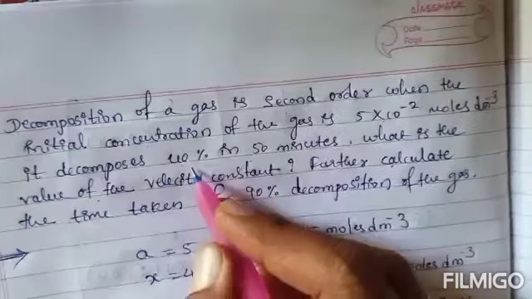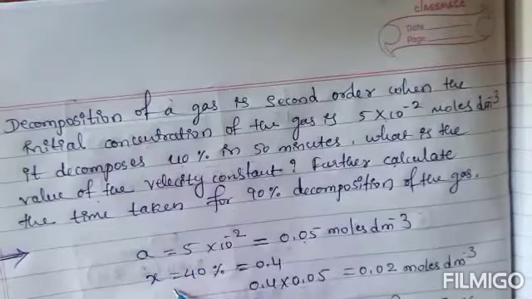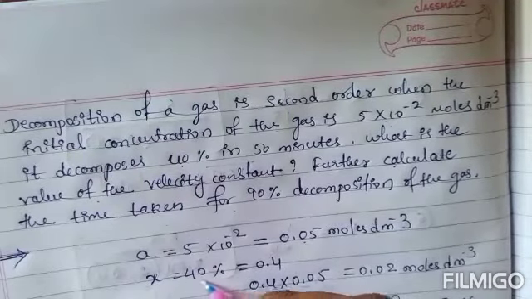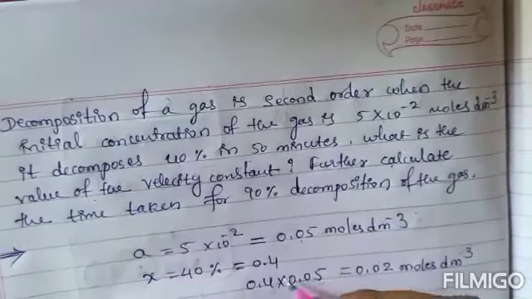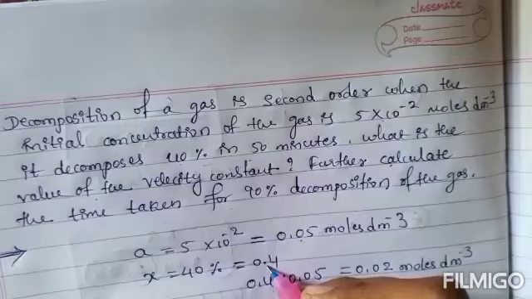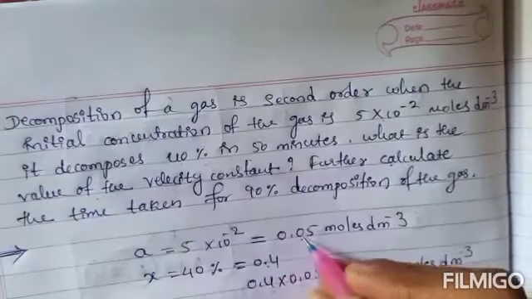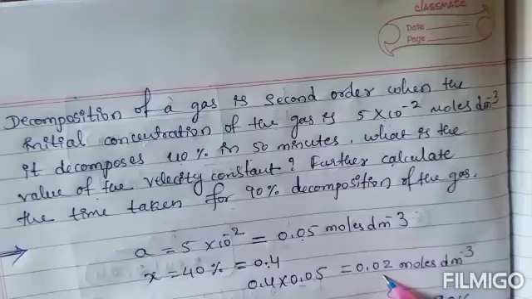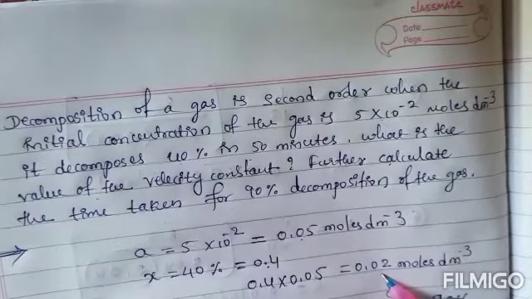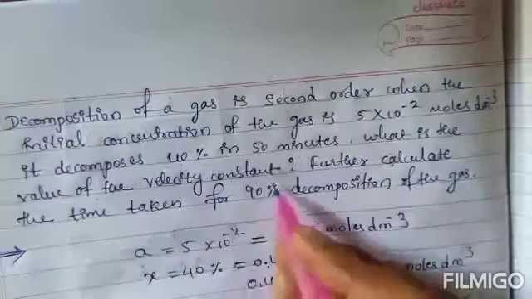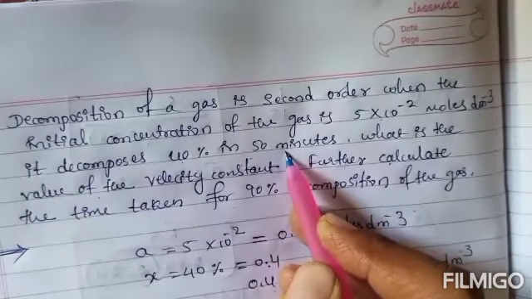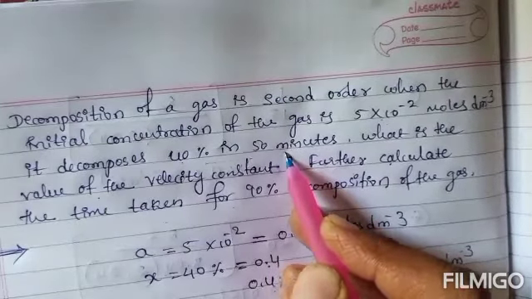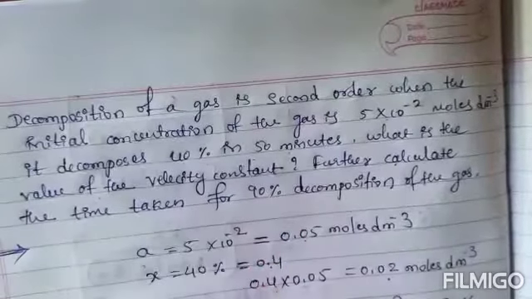So 40% is x. We have to convert it into mole per dm cube, 0.4. By multiplying the initial concentration with 0.4, we'll get the x value, 0.02 mole per dm cube. Then the time is 50 minutes. At 40% completion of that reaction, the time is 50 minutes.